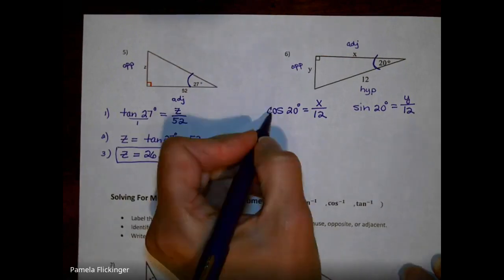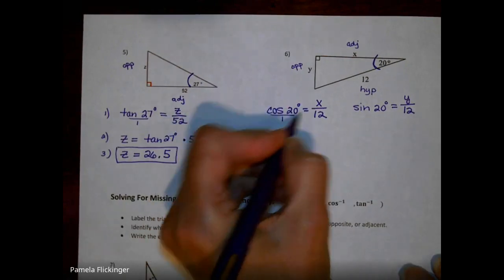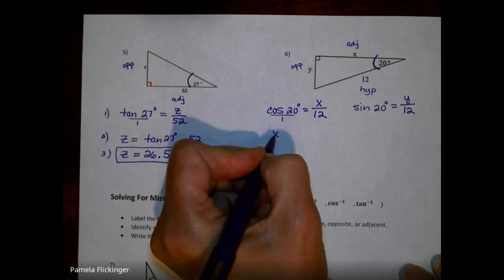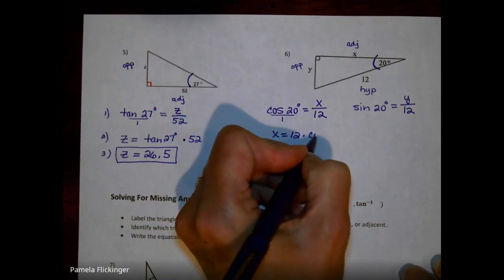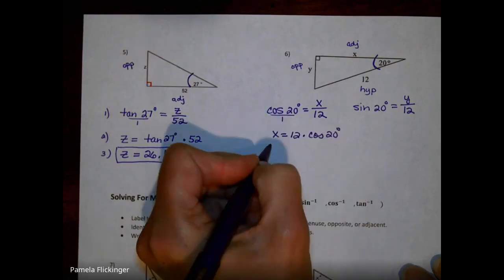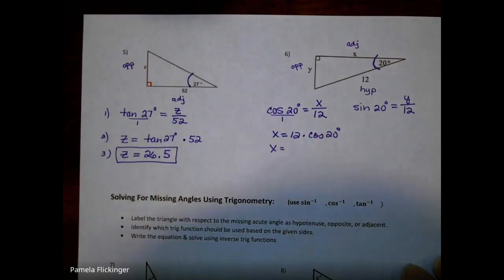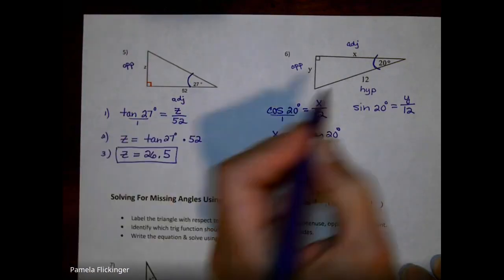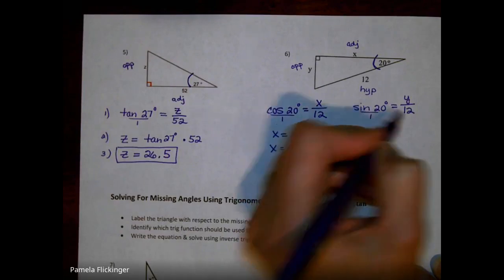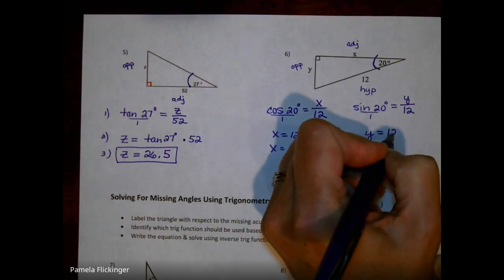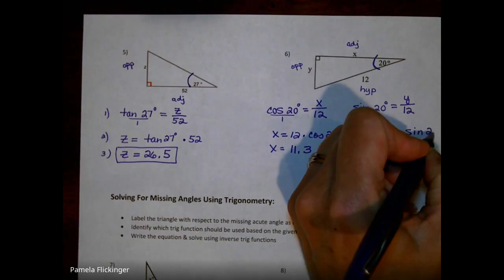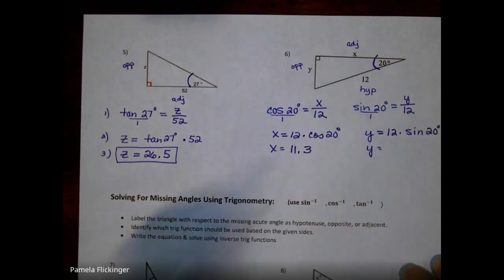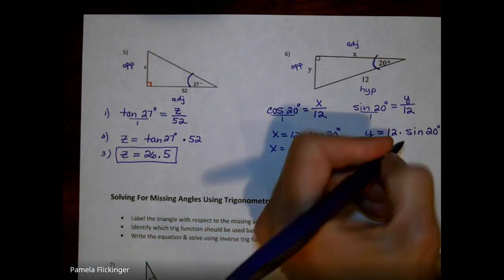And let's do it. So when I cross multiply the x equation, I'm going to get x equals 12 times cosine of 20. Punch that in. 12 times cosine of 20 is 11.3. Over here, cross multiply, we're going to get y equals 12 times the sine of 20. 12 times the sine of 20, 4.1.